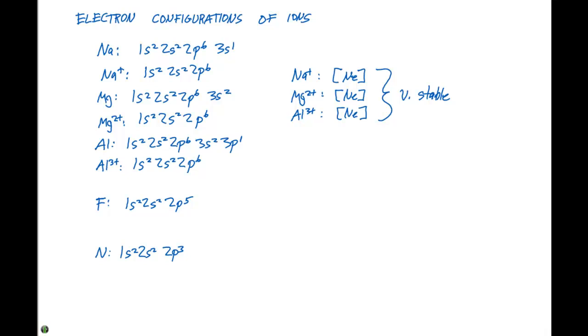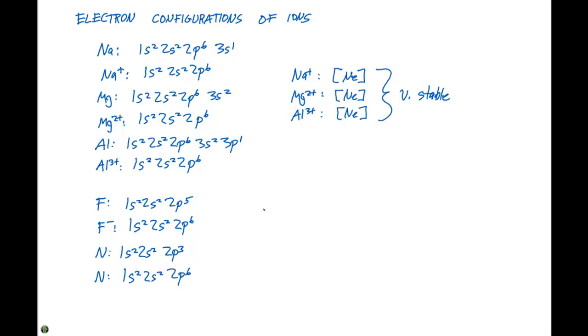So now let's look at some anions, and the difference between fluorine and the F- anion is we need to add an electron. So now our electron configuration becomes 1s2, 2s2, 2p6 instead of 2p5. The same thing for nitrogen. Notice that nitrogen, when it becomes an anion, needs 3 more electrons to get to that noble gas core. So it's going to be 1s2, 2s2, 2p6.